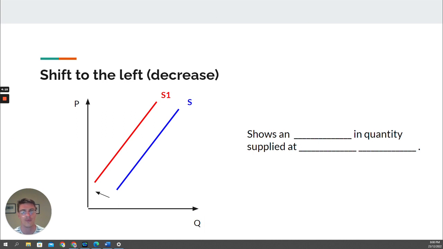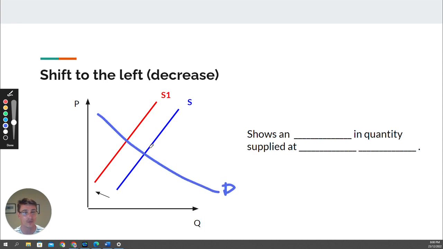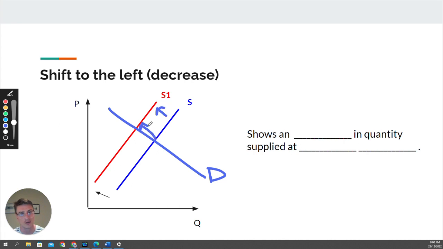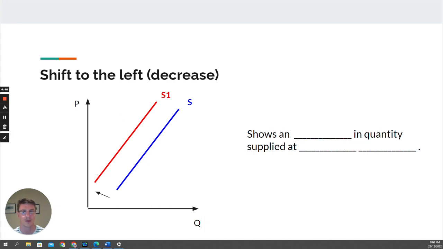Now, just a little bit of an extension for you here. If we drew in a demand curve, the reason we need to know the difference between a movement along the curve and a shift is because with demand and supply together, if supply is shifted to the left, there will be a contraction along the demand curve. Two very different things, but you need to be able to explain them clearly and concisely and with the correct language. All right, that's the supply curve.